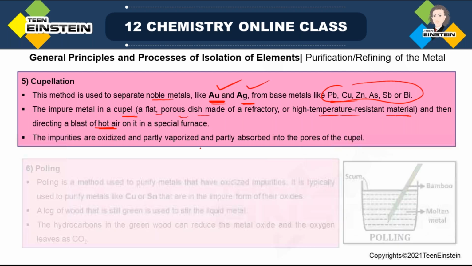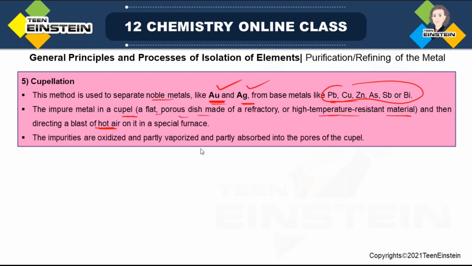So impure metal is taken in this cupel, so that is why this method is known as cupellation, and it will be heated by a blast of hot air. Impurities will be oxidized. All these impurities will be oxidized, and the noble metal will not be oxidized because it is very stable in its metallic form. Impurities are also partly vaporized. Both are possible, and partly absorbed into the pores of the cupel.